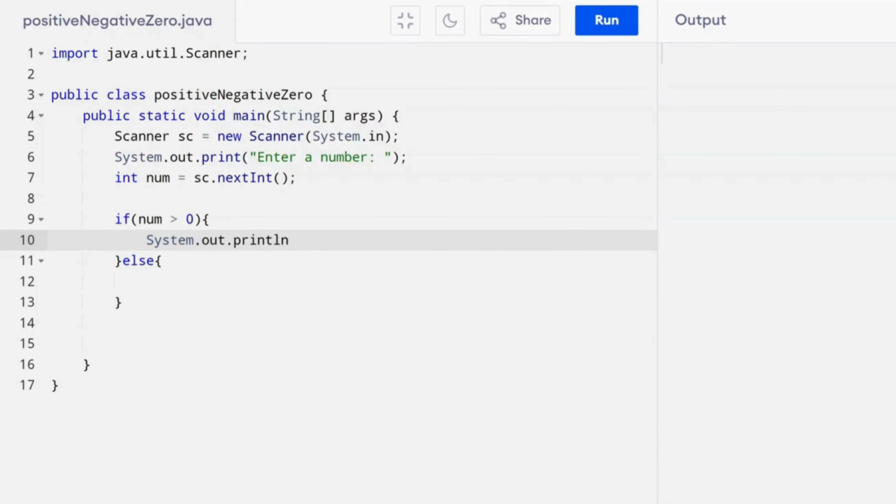Okay, and then I'm opening the parenthesis. In the parenthesis, what I'm writing: it's a positive number. I missed positive, so: it's a positive number.